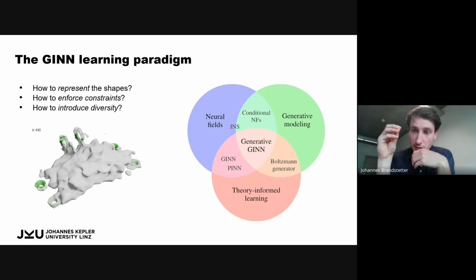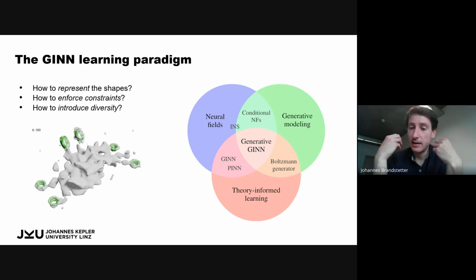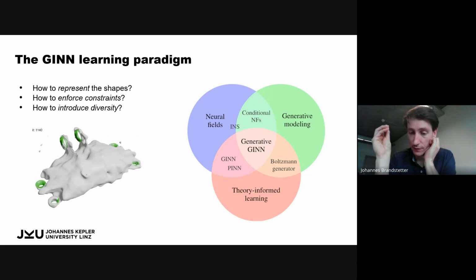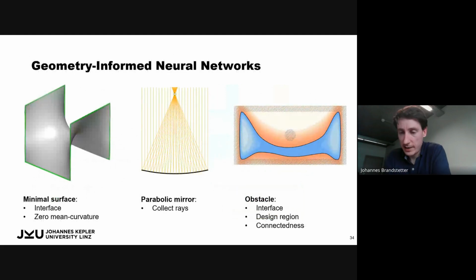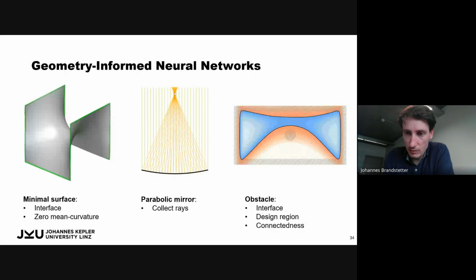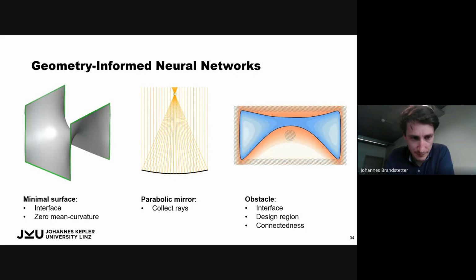So they have this generative part due to the underdeterminedness. They are both neural fields, like PINNs. Writing down the constraints is very, very different though than for PINNs. And instead of showing how to write down these constraints, I'll just show a few examples.